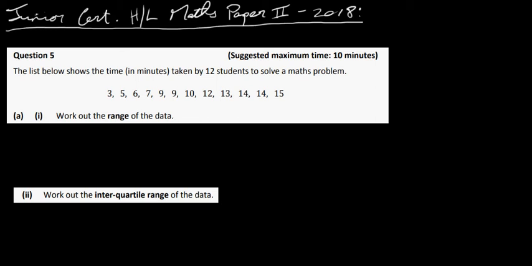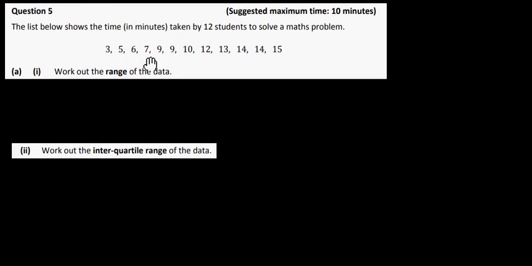Okay, so in this video I'm going to have a look at question 5 in the Junior Cert Higher Level Maths Paper 2 for 2018. The list below shows the time in minutes taken by 12 students to solve a maths problem. We've got to work out the range of the data.